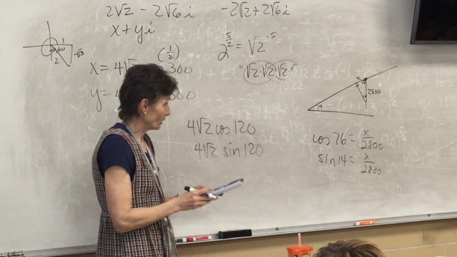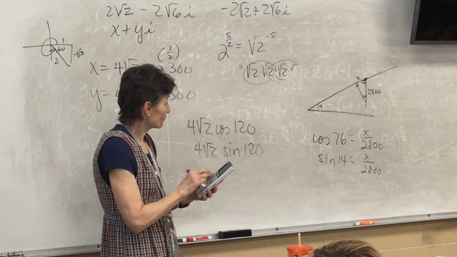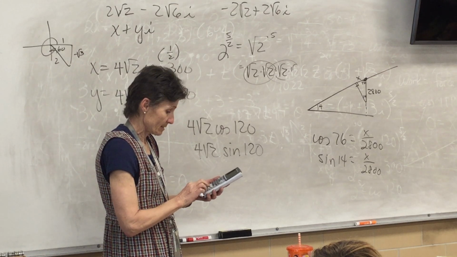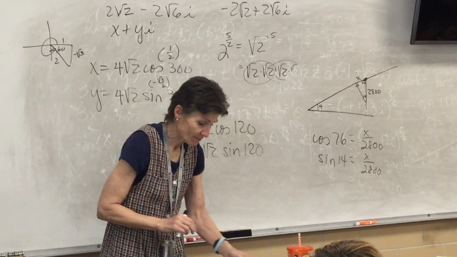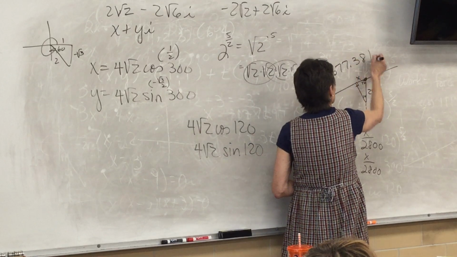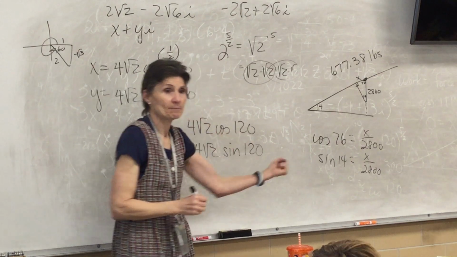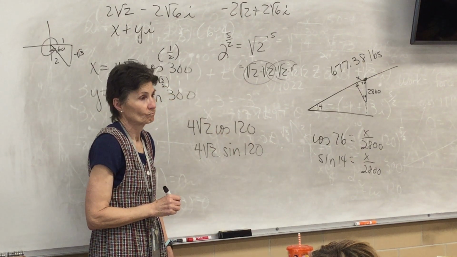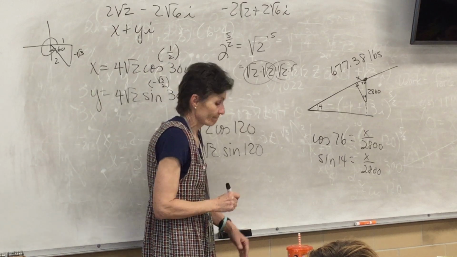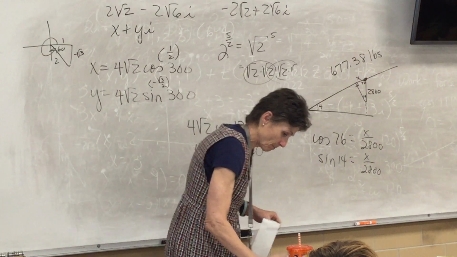So the answer will be, make sure I'm in degrees, I am not. 2800 cosine 76. I got 677.38 pounds. That's the force I would have to be pulling with to keep the car from rolling down the hill. Okay? Anybody else from the review sheet?